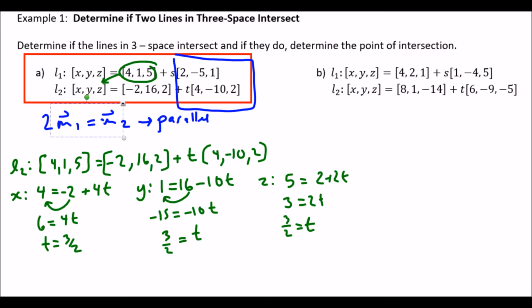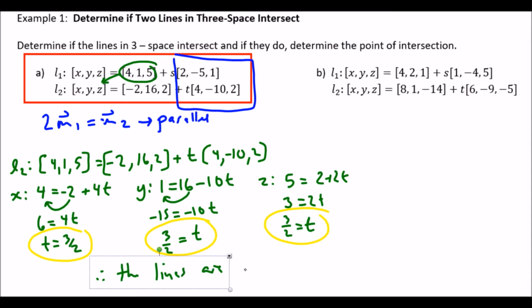What does this mean? Well, look at this, I got this, this, and this. They're all the same. So what does that mean? Therefore, the lines are collinear, which means they have, therefore, infinitely many solutions. Alright, there's example 1a.